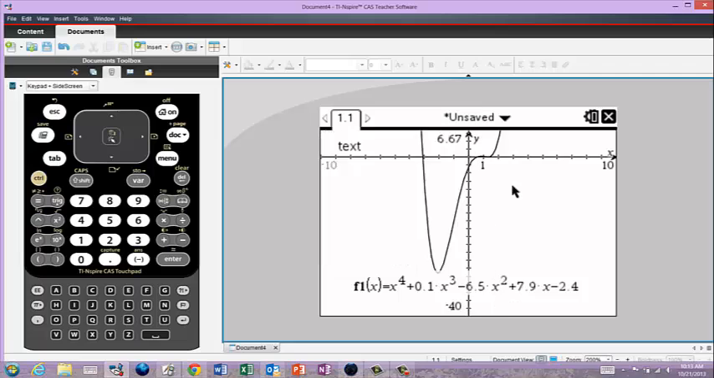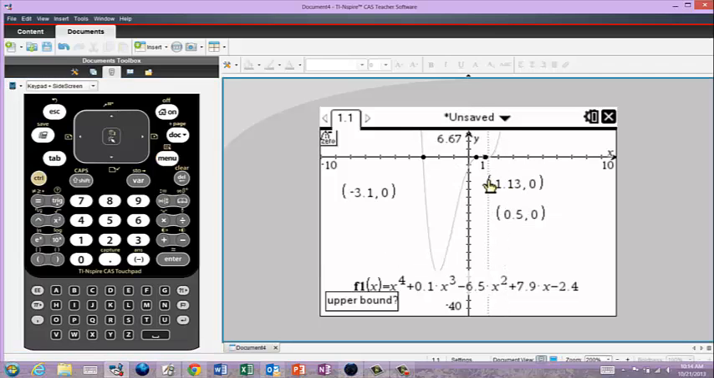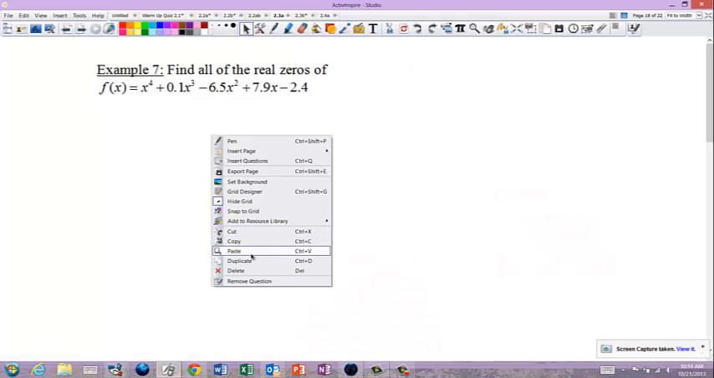Menu, analyze graph, zero. So I have 1. Menu, analyze graph, zero. 2. Analyze graph, zero. 3. And 4. And I need to hit my plus signs on all of these. Plus, plus, plus, plus. Okay, so there are my 4 zeros. Paste.